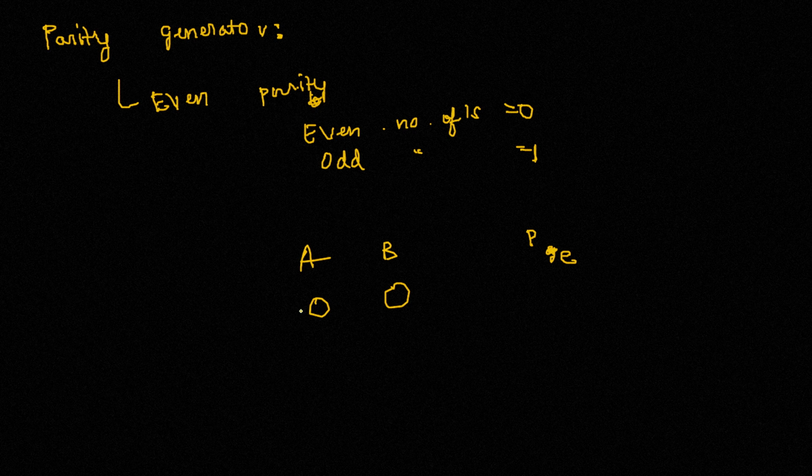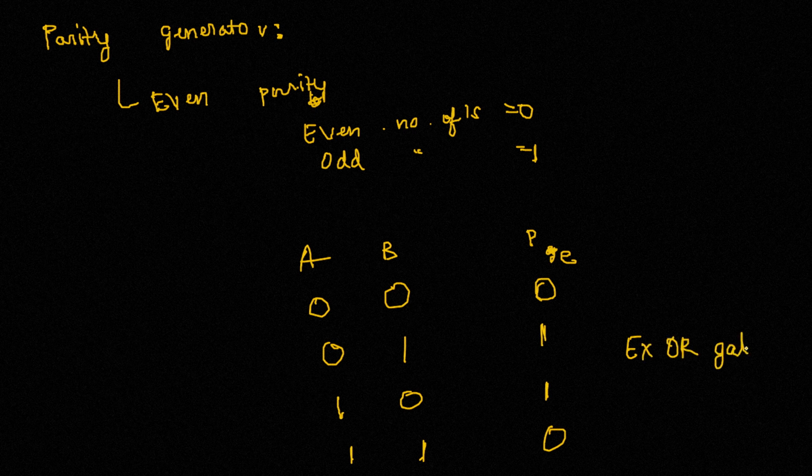So here you have 0 ones, which is an even number, so that is 0. For 0, 1, you have an odd number of ones, right? So we get 1. Again, an odd number of ones, so 1, and 2 ones, which is even, so we get 0 as the output. So, like you can see, this is the truth table of an XOR gate. So, PE can be written as A XOR B.